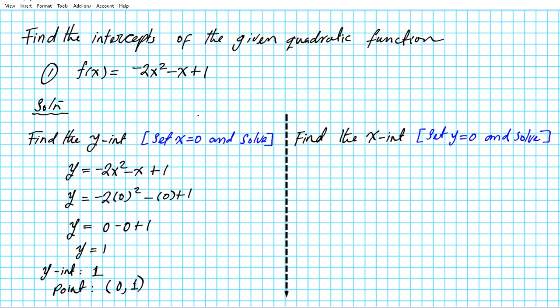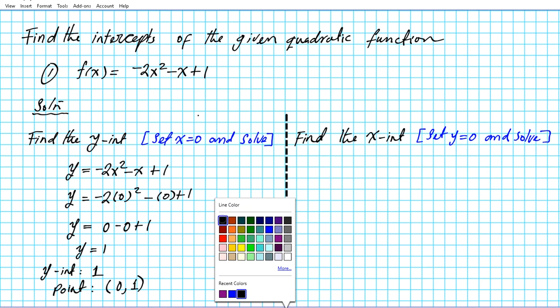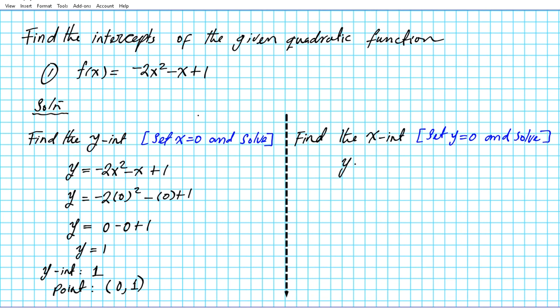Alright, so let's go ahead and do that. We will start with the quadratic function y equals negative 2x squared minus x plus 1. Remember, we're replacing f of x with y. We set y to 0. So we have 0 equals negative 2x squared minus x plus 1.